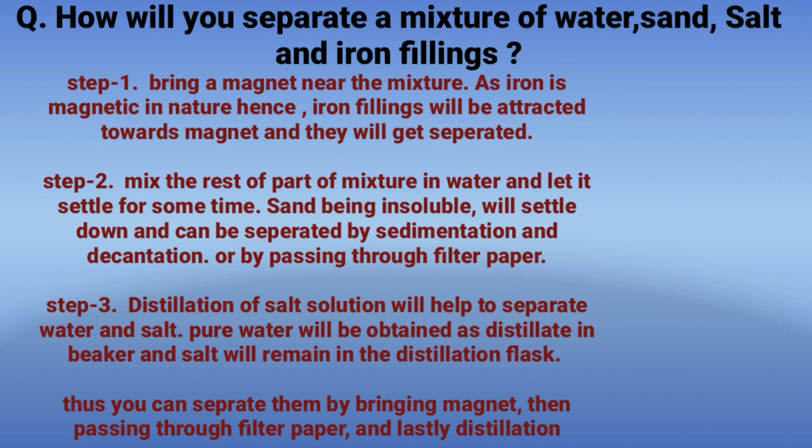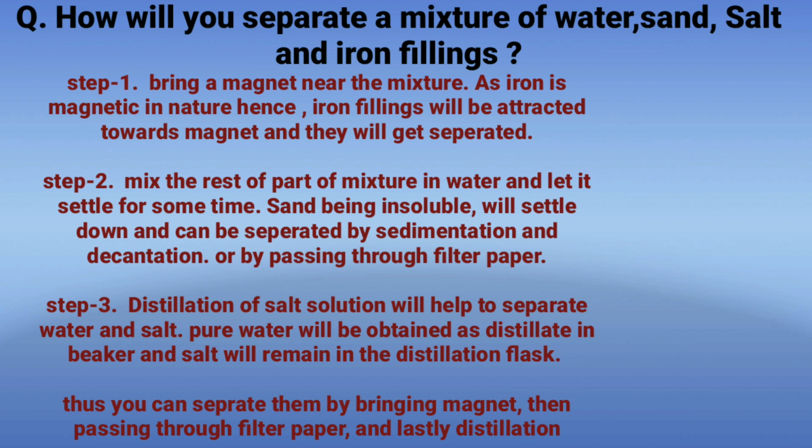Next question. How will you separate a mixture of water, sand, salt and iron filings? So to separate the water, sand, salt and iron filings, we have to proceed in a few steps. Step number 1, bring a magnet near the mixture. As iron is magnetic in nature, the iron filings will be attracted towards the magnet and they will get separated.